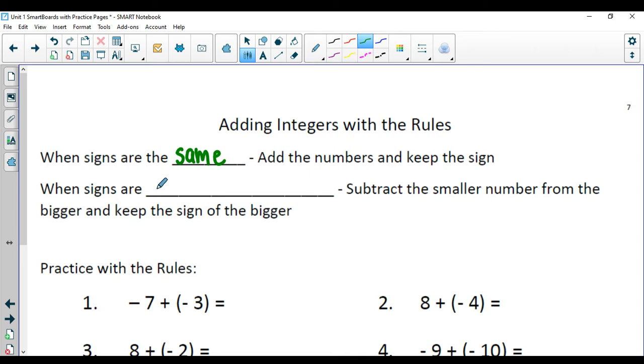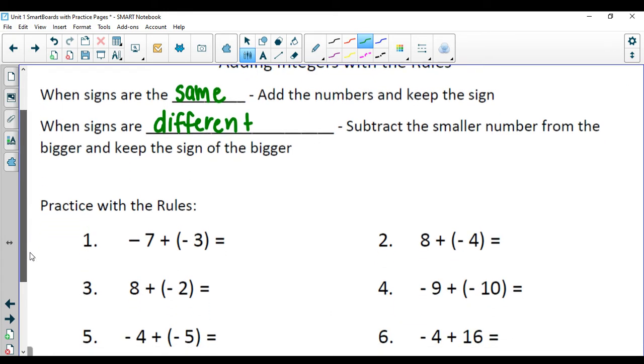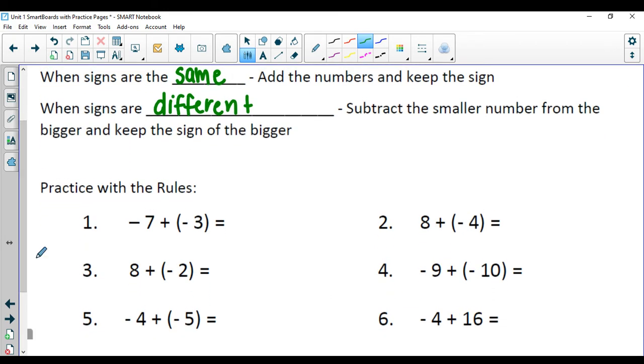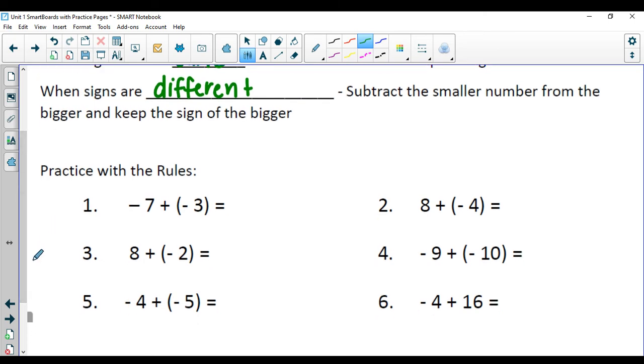Here's where things get a little trickier. When signs are different, you want to subtract the smaller number from the bigger and keep the sign of the bigger. I'm going to show you this in a minute once we get into our examples, because it's just a little bit easier to see with an actual example. Number one, we have a -7 and a -3. So they're both negatives. They're going to combine together, and 7 and 3 is going to give us 10. So we have a -10.